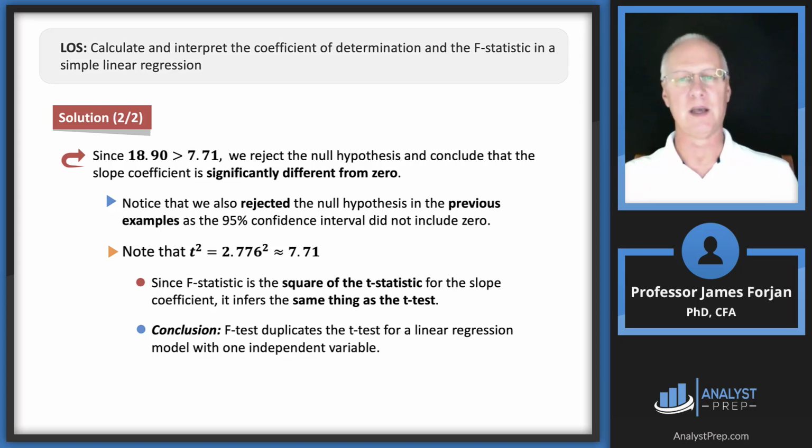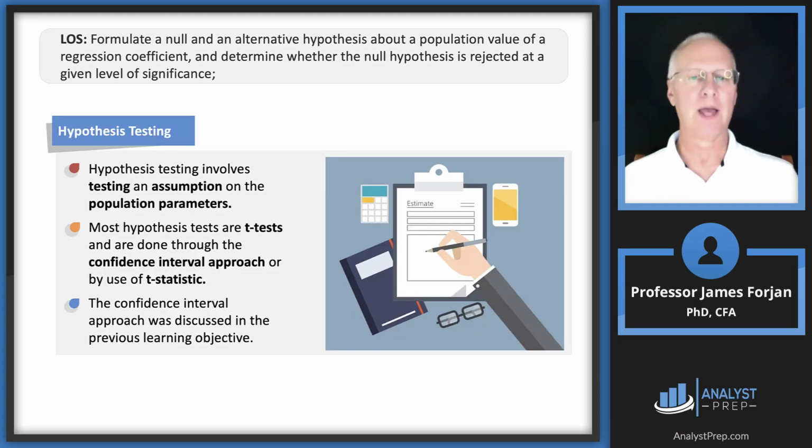So here's the idea. If you get to a question with one independent variable, you can just do the t, which we're going to do here in a second, or you can do the F. You don't have to do both, although they will confirm the same conclusion. So let's go ahead and work on a t-test here.